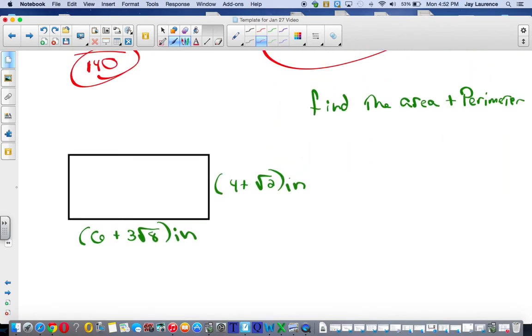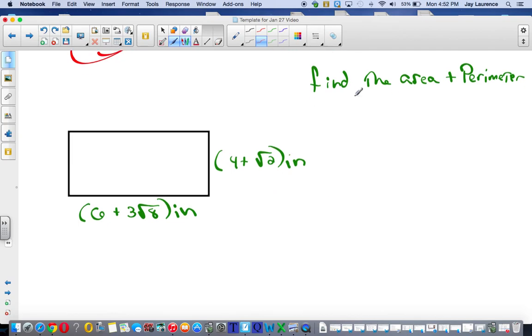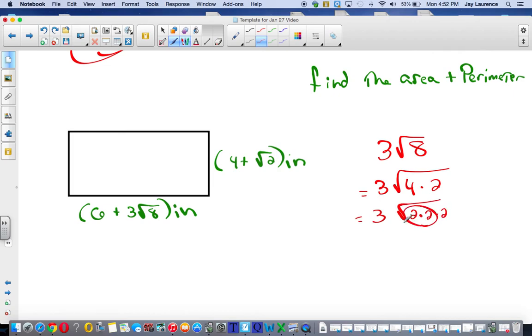All right. I want to find the area and perimeter of this. Perimeter, I'm just going to add my like terms. The only problem is, see this rad 8? I'm going to simplify them. 3 rad 8. Well, let's see, that's 3 times 4 times 2, which is the same as 3 times 2 times 2 times 2, which means that 2's go out front, which is 6 rad 2. I'm going to cross that out and use 6 rad 2.